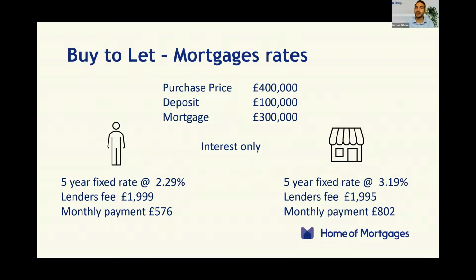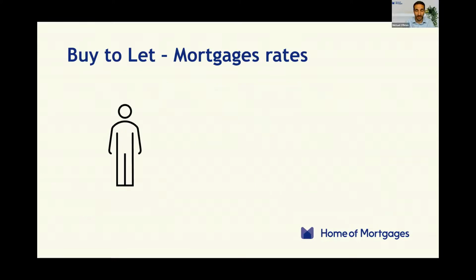When we're looking at a 5-year fixed rate under a limited company, rates are around 1% higher generally. So a 5-year fixed rate around 3.19%, and similar fees, and a monthly payment of 802. So you can see that there's a difference in the interest costs, but the way that interest is calculated is different from a tax perspective.